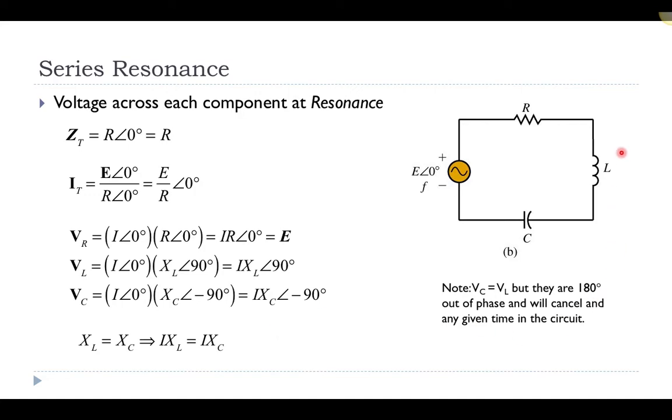So at any given time, the voltage across the inductor will cancel out the voltage across the capacitor, and the resistor gets all of this voltage from the source. That doesn't mean that there isn't voltage across these components. There is voltage, it's just that it's actually equal and opposite. And so in terms of Kirchhoff's voltage law, if you sum the voltages around the loop, the voltage across this inductor will exactly cancel the voltage across this capacitor, and so the resistor actually gets all of that source voltage.